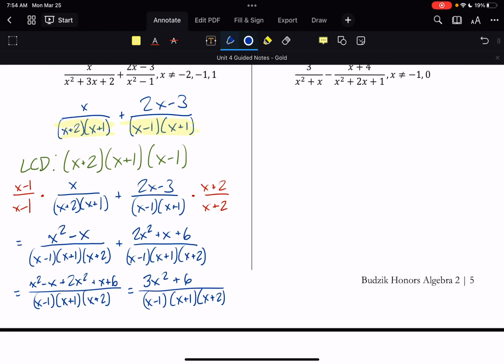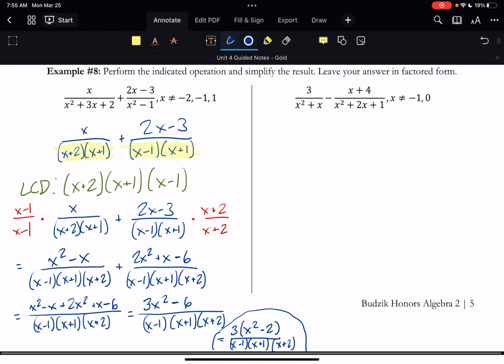And then I look in my numerator. I can factor out a 3, so we do want to make sure that we do that. So now my final simplified answer, factoring that 3 out, gets me x squared plus x minus 2. Typo. This should be negative 6, so that should be minus 6. Sorry about that. So it's going to give me 3 times x squared plus x minus 2, over x minus 1, x plus 1, and then x plus 2. So that is fully simplified. Okay. All right, go ahead on to the next one.